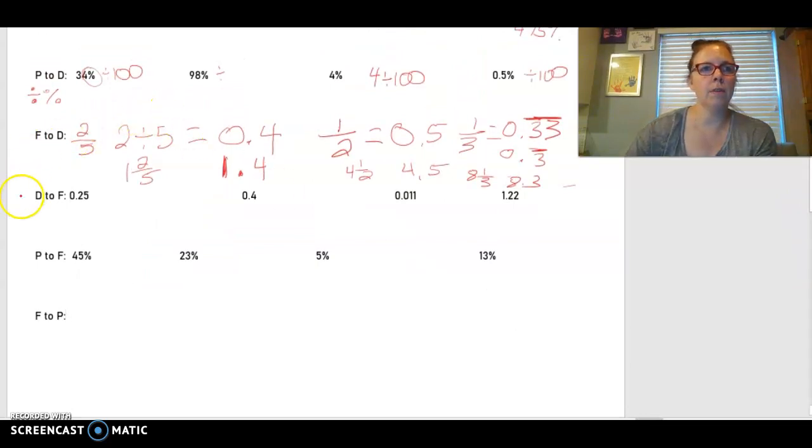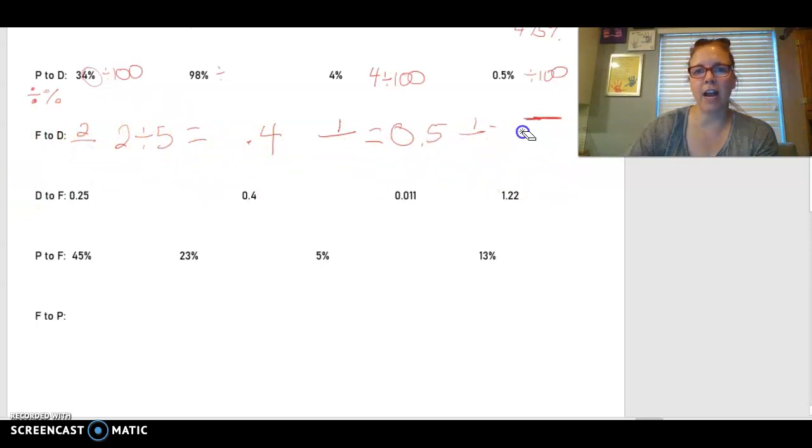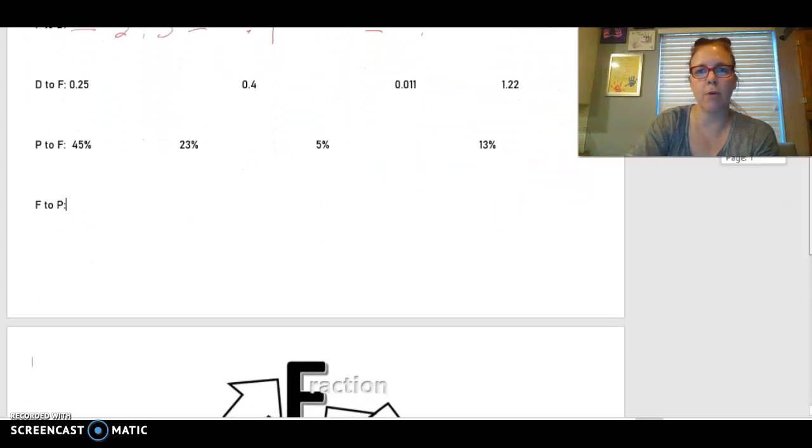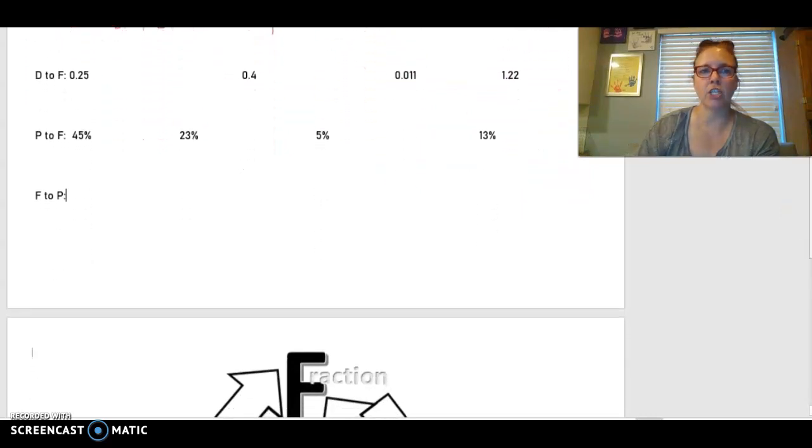So, the next thing is decimal to fraction. Decimal to fraction. This one tends to give people some trouble. So decimal to fraction is, remember how we talked about how to say something? This isn't really 0.25, it's 25 hundredths. So you would put 25 over 100 because it's 25 hundredths.